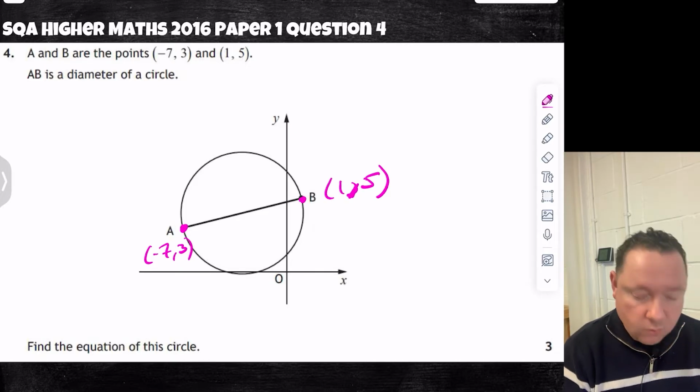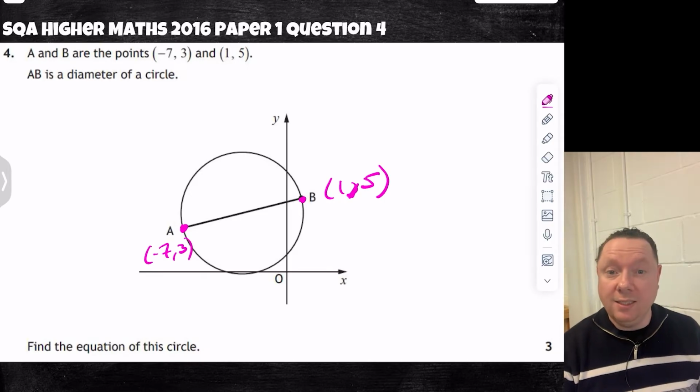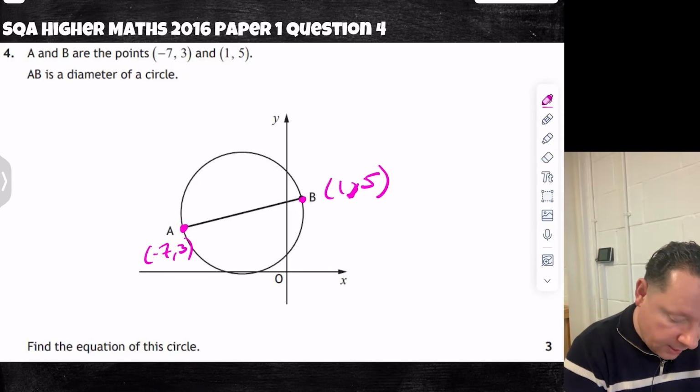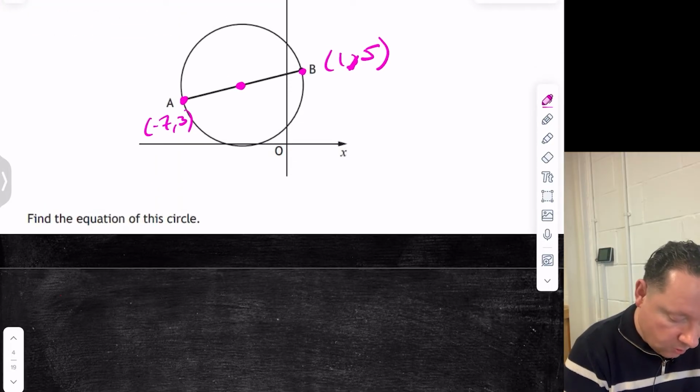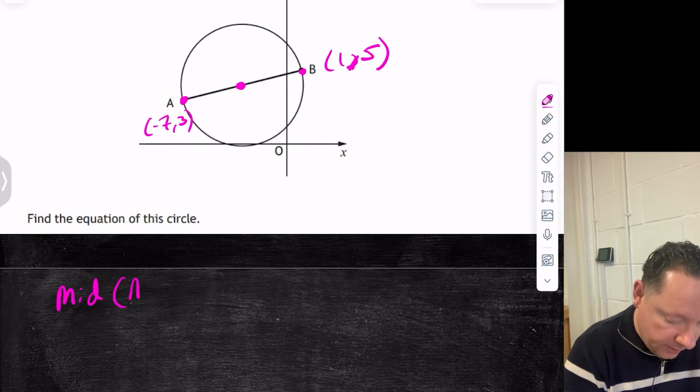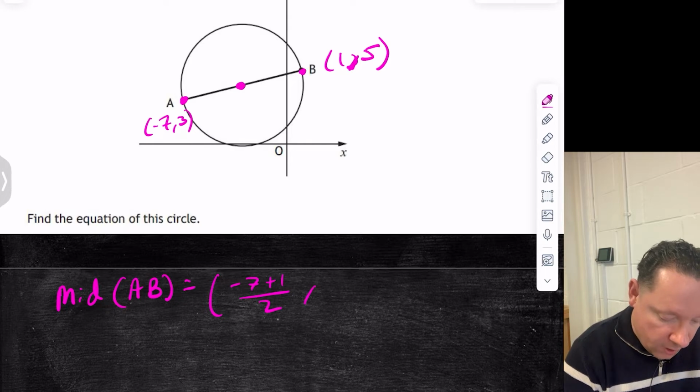Find the equation of a circle. So for the equation of a circle, we need two things. We need the centre and the radius. So where's the centre? It's in the middle of these 2 points. So the midpoint of A and B. We add the x parts, minus 7 plus 1 over 2. We add the y parts, 3 plus 5 over 2.